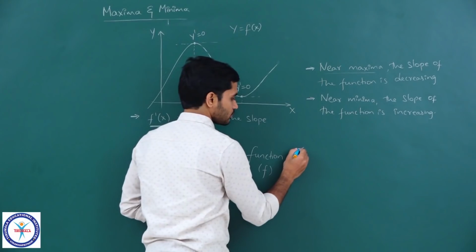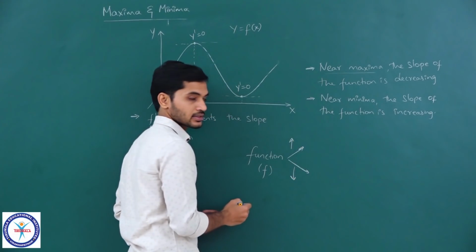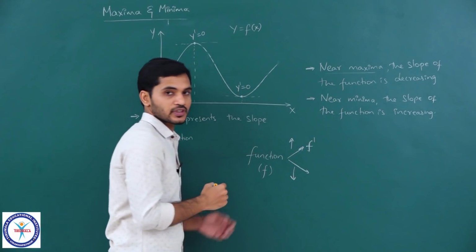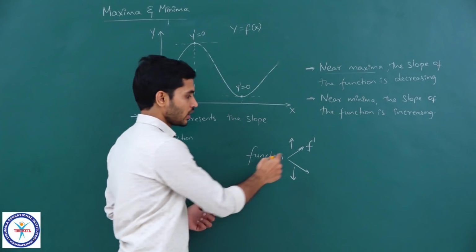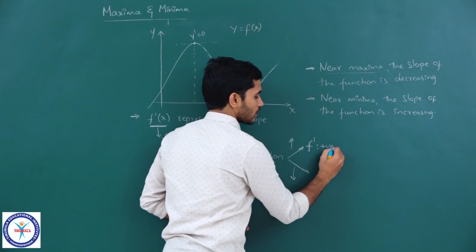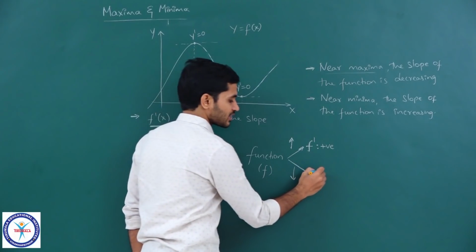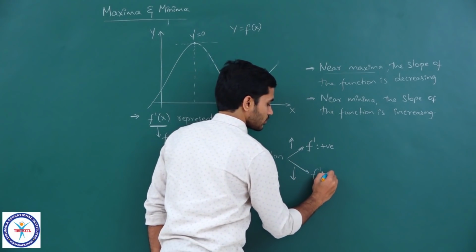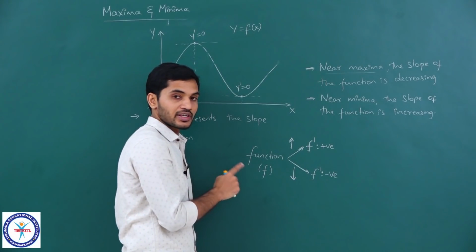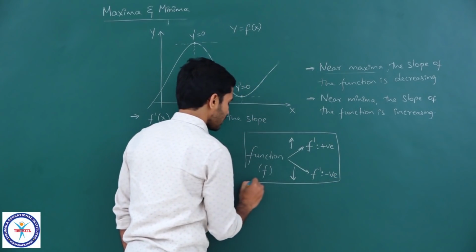We have seen that for a function to increase or decrease, we look at its derivative, correct, its first order derivative. If the first order derivative is positive, then the function is increasing. When the first order derivative is negative, then the function is decreasing. We learned this already, correct. So, please keep this in mind. We are going to use this now.